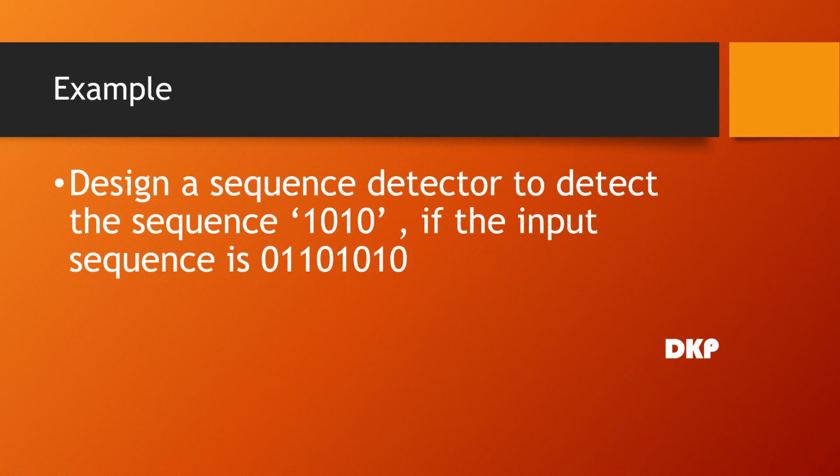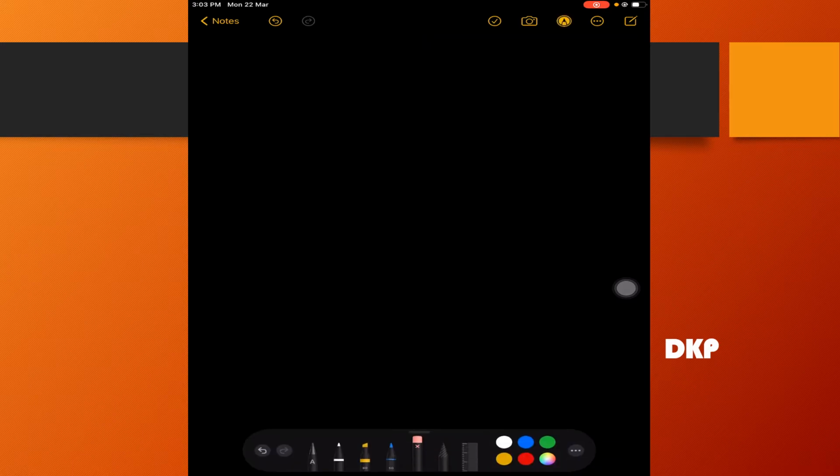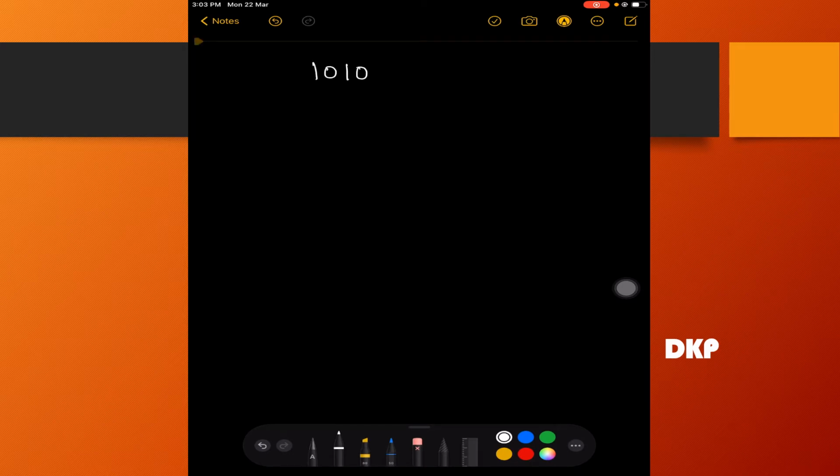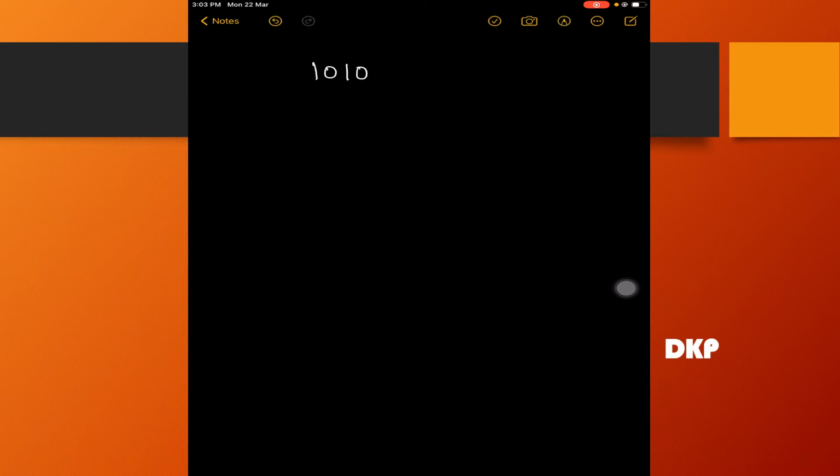Let us design a sequence detector to detect the sequence 1010 if the input sequence is 011011010. Suppose we want to design a sequence detector to detect the sequence 1010 and say that overlapping is permitted here.